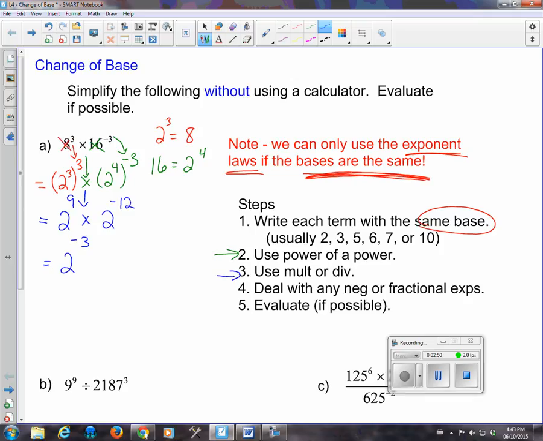After I've done the change of base, the power rule, the multiplication division rule, then I'll deal with any negative exponents, meaning I remember to flip my base around and make my exponent positive, and now I can finally get an answer.